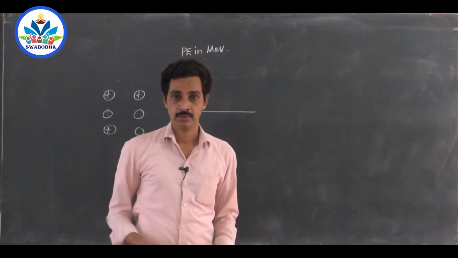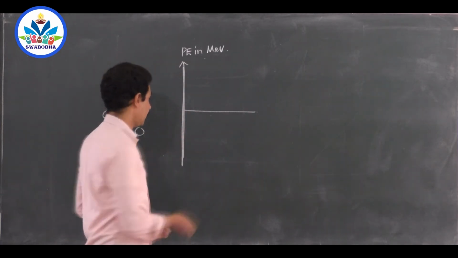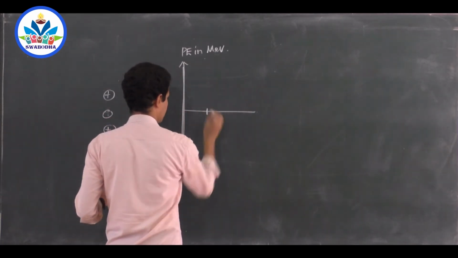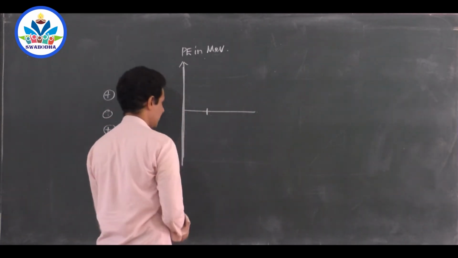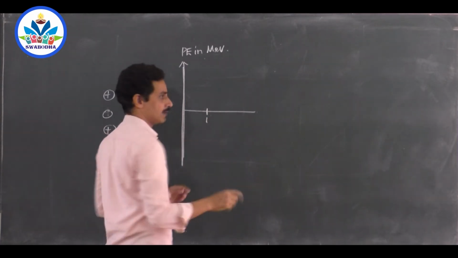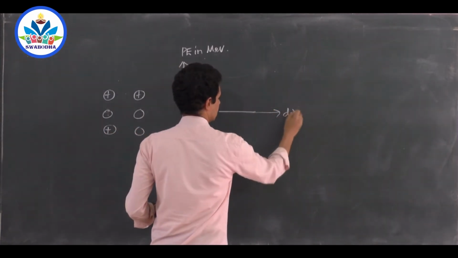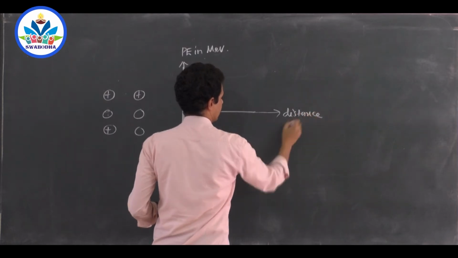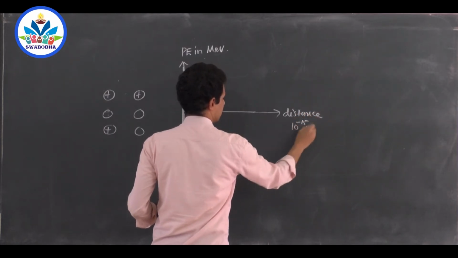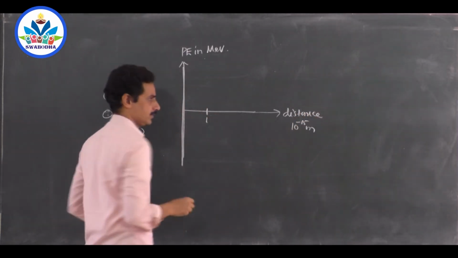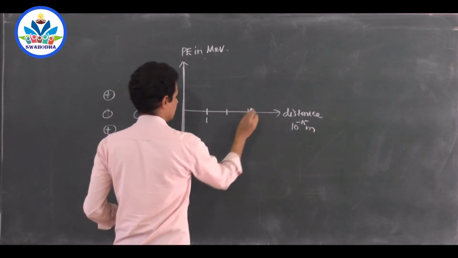Okay, now when I write here, say 1 Fermi. So this is the Fermi range. 1 Fermi means 1 into 10 to the power minus 15 meters. So the distance between the two nucleons in Fermi is 10 to the power minus 15 meters. 1 unit is 10 to the power minus 15 meters. And this is 2 and this is 3.